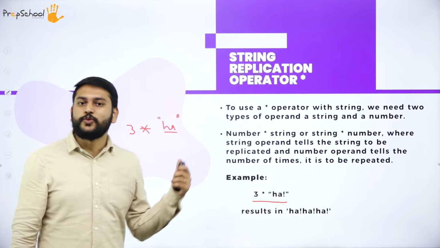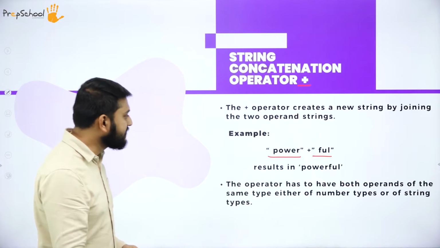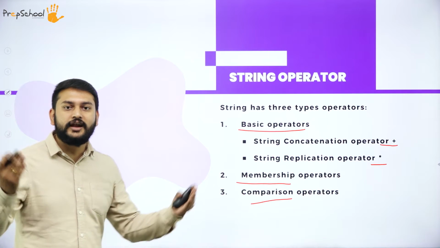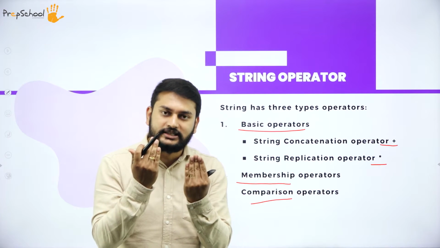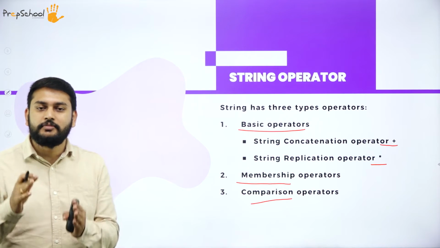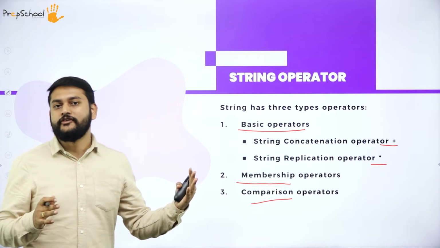These operators are what I will call the basic operators. What is the first one? Concatenation, since you are adding two strings. The replication operator helps you multiply the same content by the number you have given.